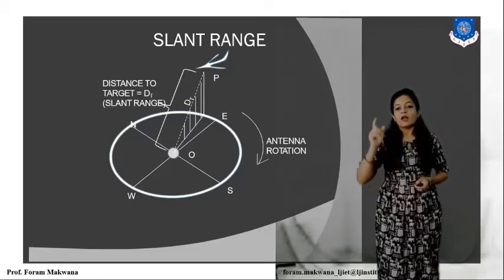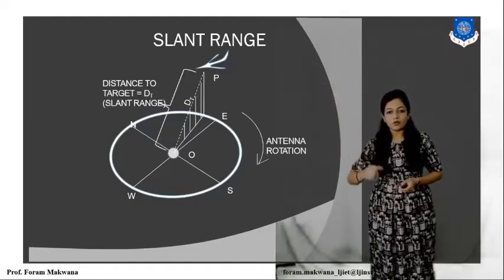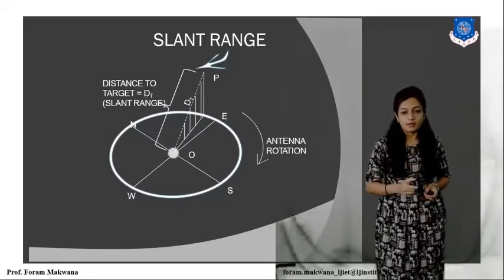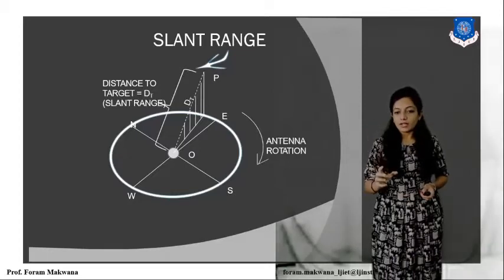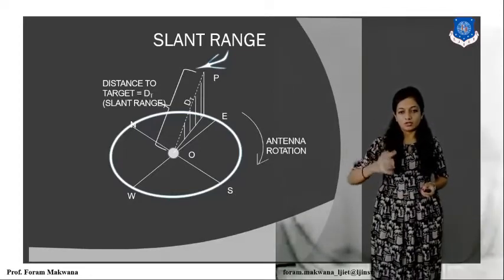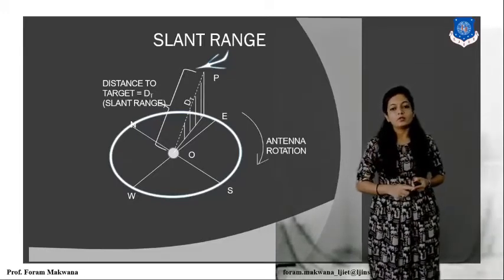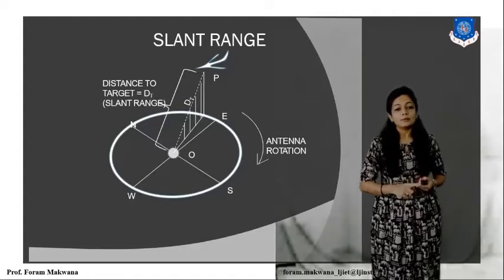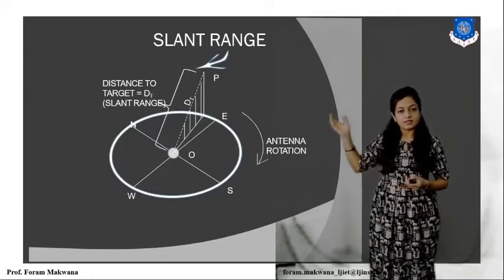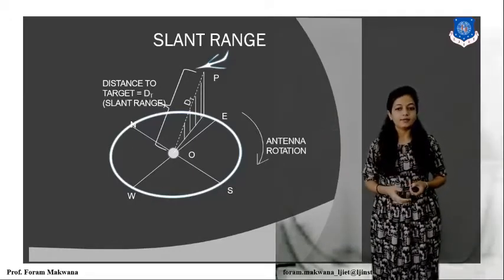So my target is continuously moving. For that, my antenna must be rotating, in azimuth as well as in the horizontal direction. Then and only then are we able to find out the slant range, that is the distance to the target OP.